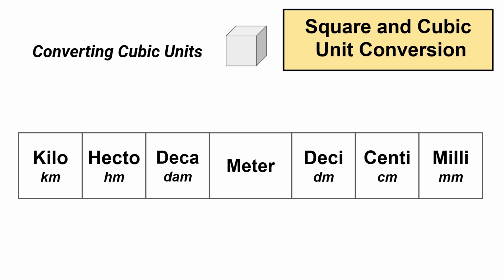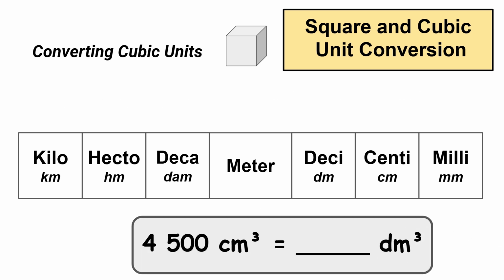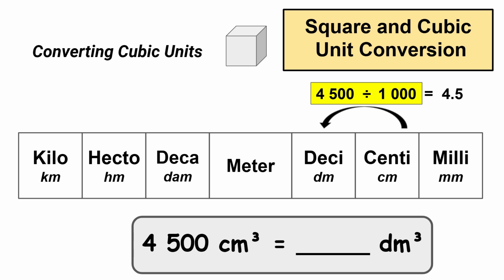For example, let's say I want to convert 4,500 centimeters cubed to decimeters cubed. Well, since deci is one space to the left of centi on the conversion line, I would take 4,500 and divide by 1000 one time. So 4,500 divided by 1000 equals 4.5. So 4,500 centimeters cubed equals 4.5 decimeters cubed.